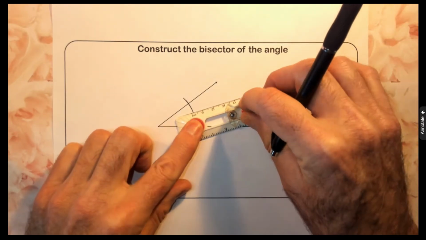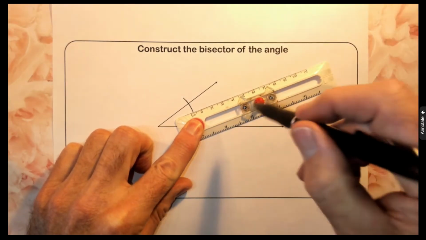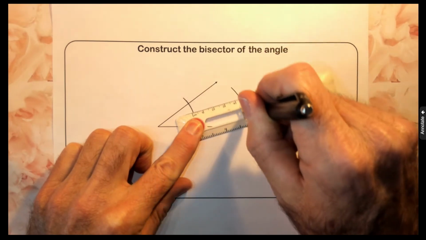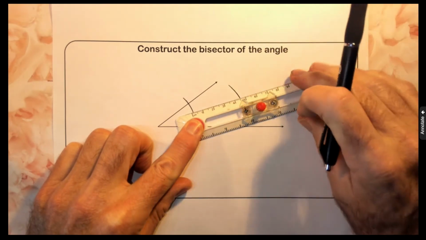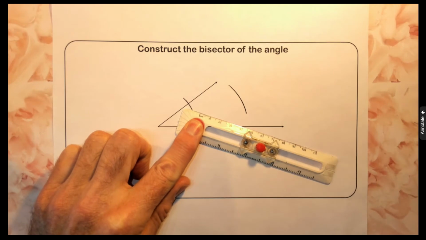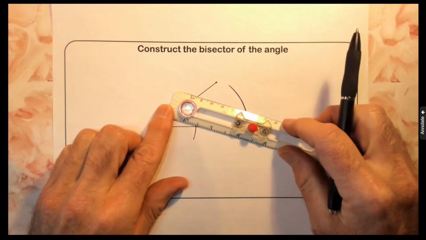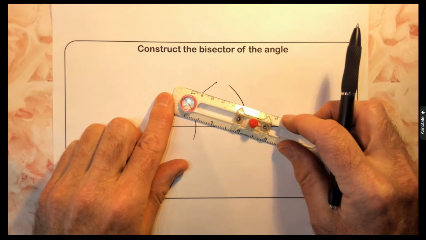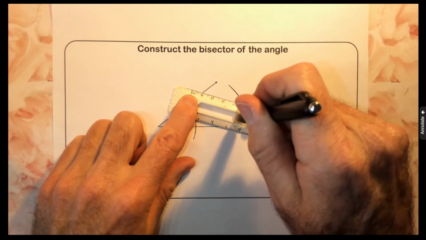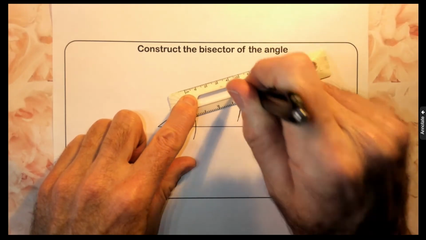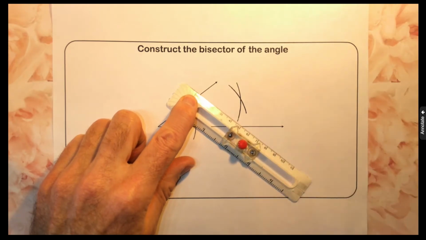It looks like he's going for one of those points of intersection formed by the arc and the angle side, and he's making another arc on the interior of the angle. Oh, now it looks like he's going for that second point of intersection, and he's swinging another arc on the interior of the angle. That has formed an X.